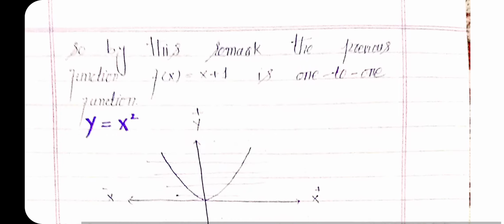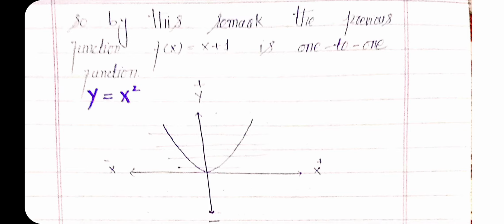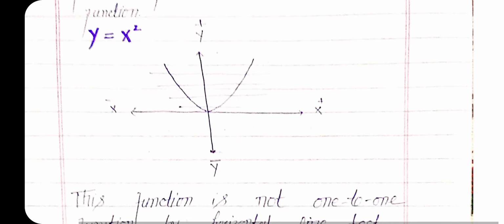So by this remark, the previous function is a 1 to 1 function. In the case of the linear function, we have real numbers as the domain and real numbers as the codomain. Then it is clear that this is a 1 to 1 function.